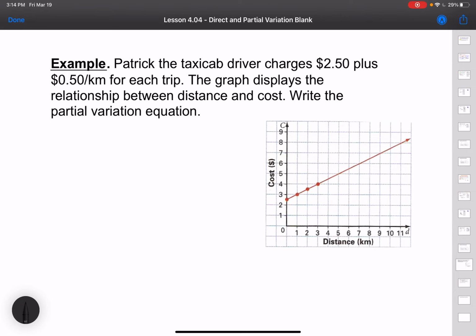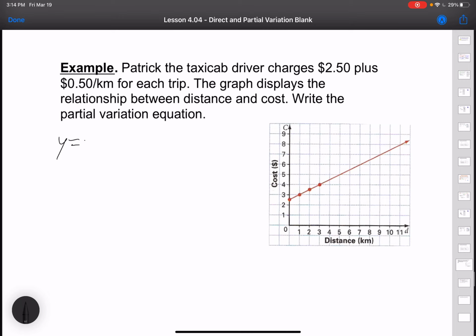Okay, so now that we've gone through partial and direct variation, let's take a look at some word problems that would involve these concepts. So we've got Patrick. He's decided to, I guess, be a taxi cab driver now, apparently. And he's charging $2.50 plus 50 cents, or $0.5, per kilometer for each trip. And the graph displays the relationship between the distance and the cost. So we want to write the partial variation equation. So we want to write something like y equals mx plus b.